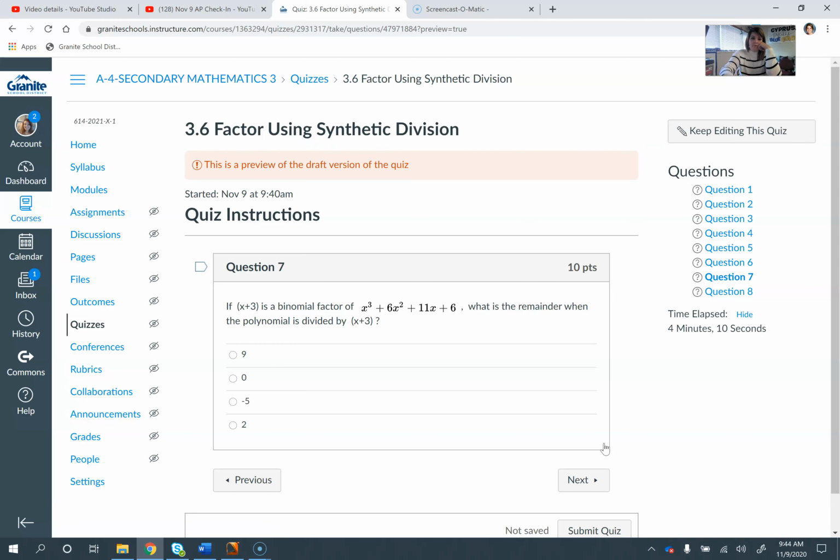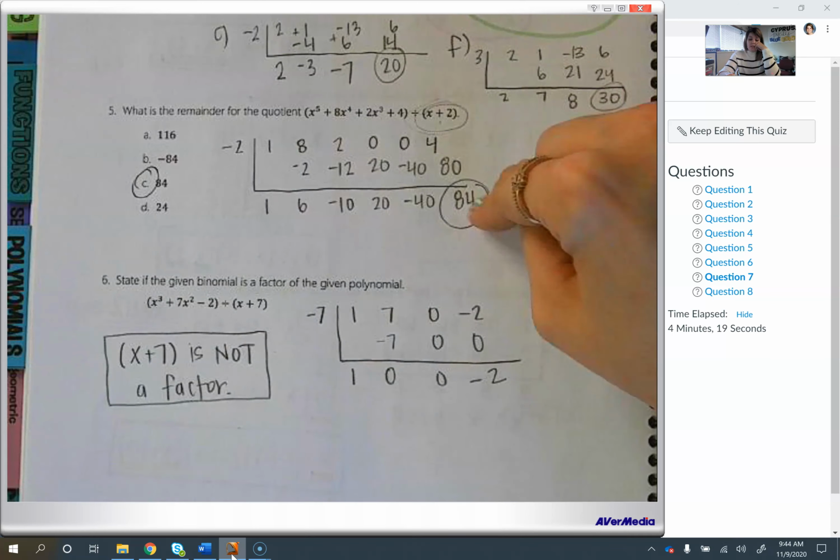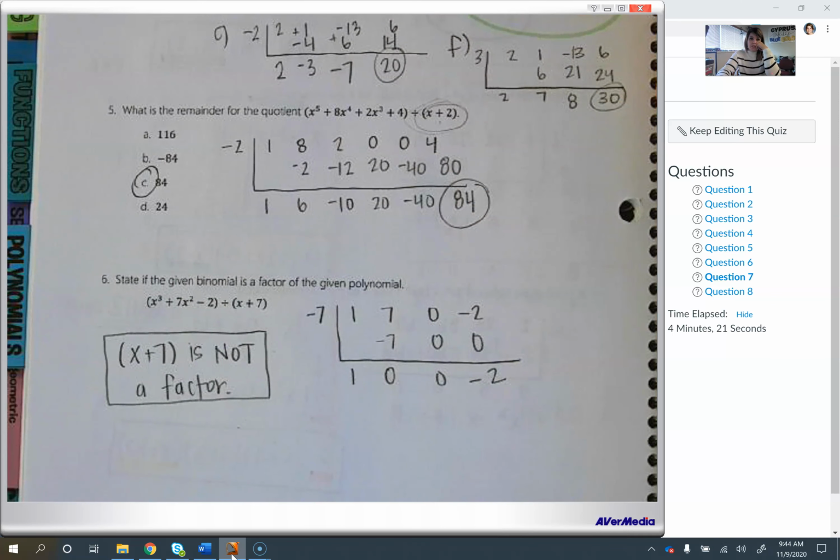7 is like number 5. So you just go through and find the remainder when you do synthetic division.